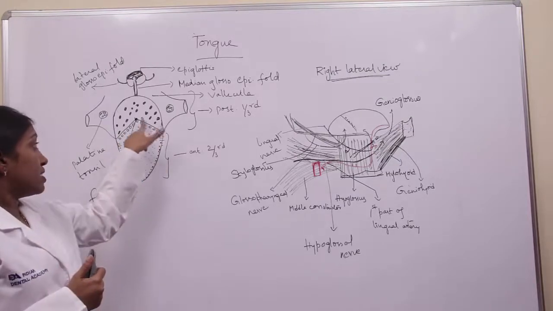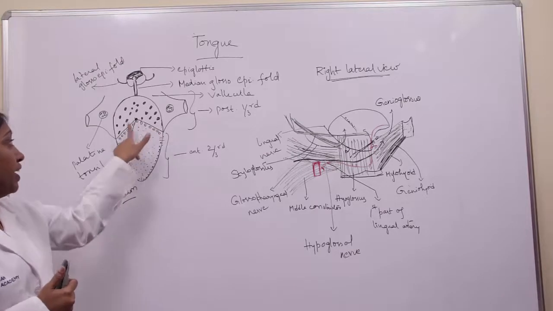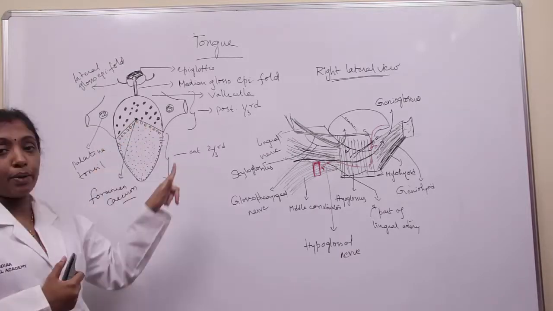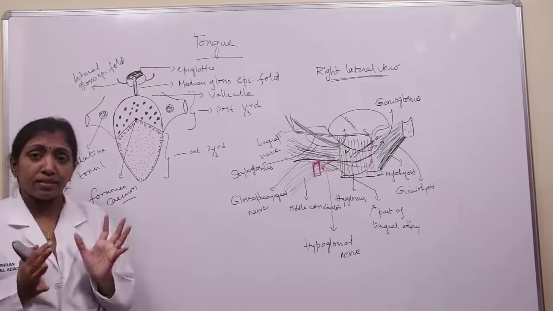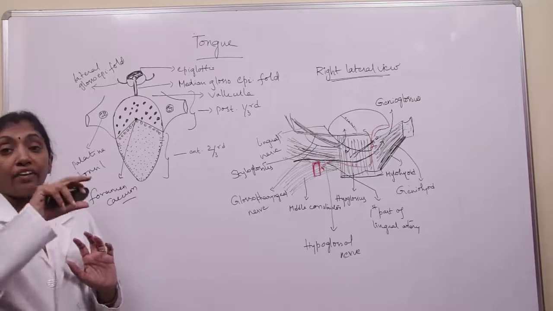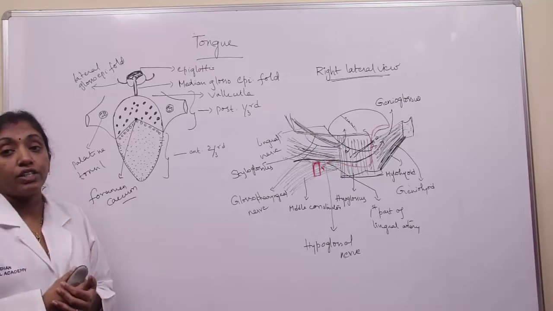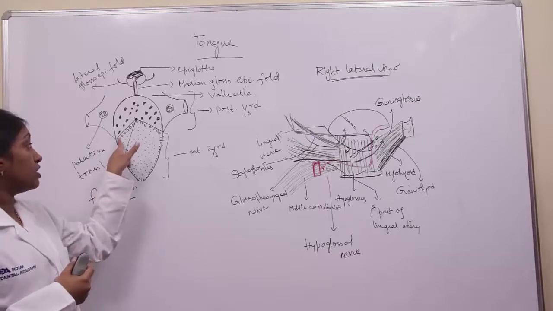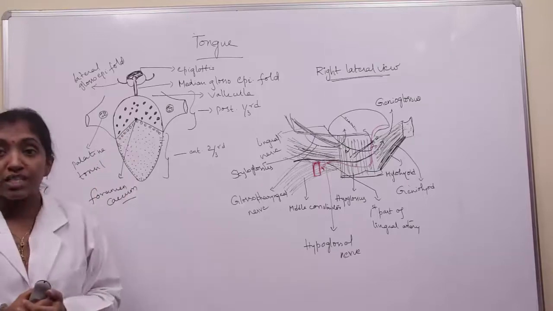First one is circumvallate papillae. They are situated in front of the sulcus terminalis. They are 8 to 12 in number. They are large papillae, truncated conical in shape with a broad base. These circumvallate papillae consist of taste buds.